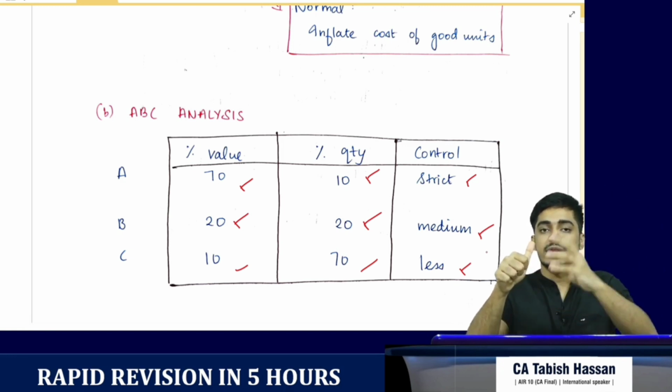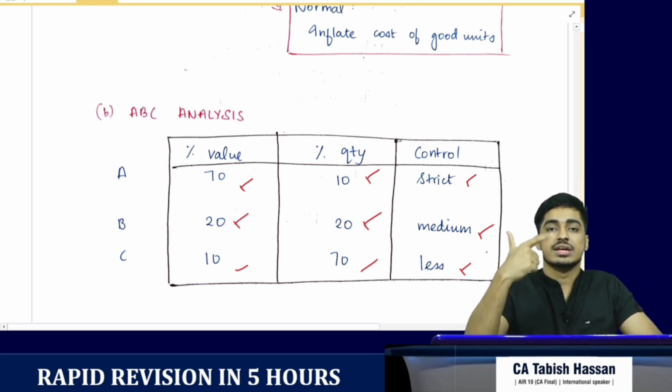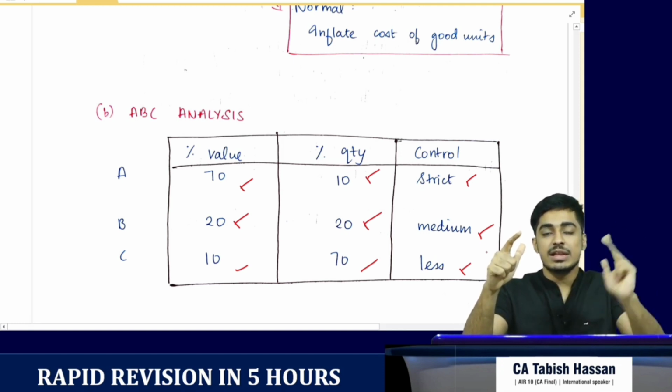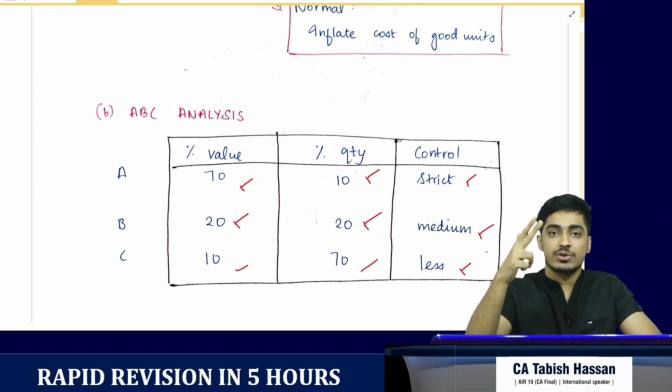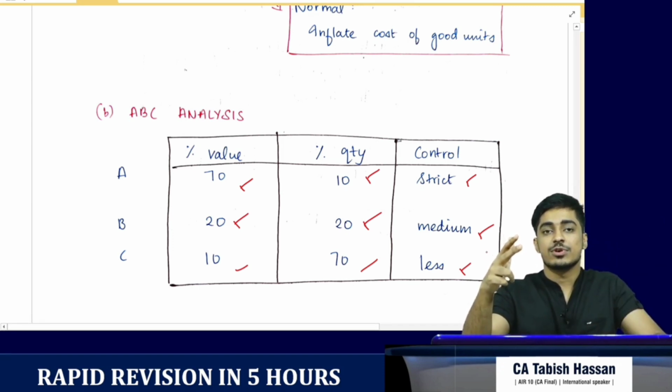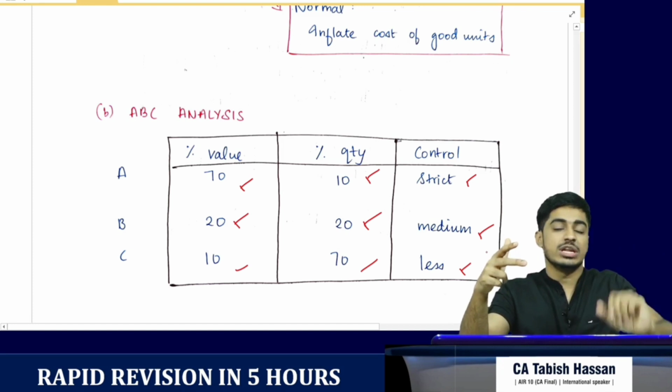Then if there is discount, we told that take it based on the total cost. Then we had the different inventory levels. We had reordering level, minimum level, maximum level, average level, and danger level. Next, we came to material turnover ratio. We discussed the material turnover ratio formula, and we also discussed the material holding period.